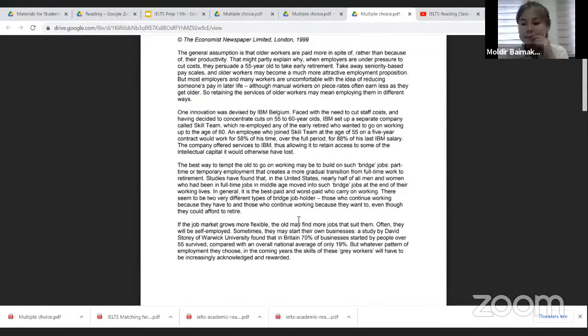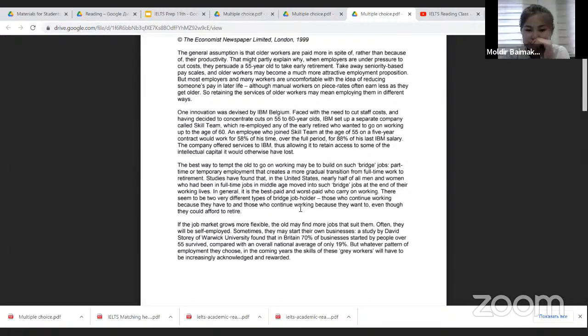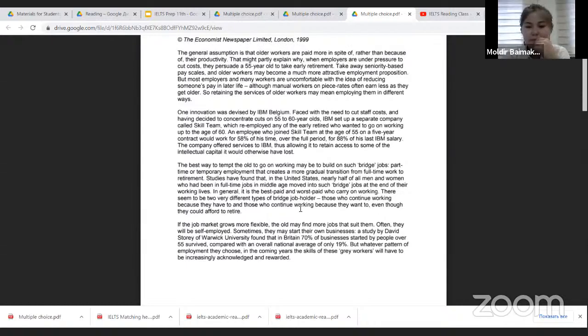Yeah, I debated. I chose between C and D. C is the most common, simple one, and I thought it was too simple. It cannot be the answer. But I was worried about D because, in my opinion, I thought about older workers as the ones who are already 60, 55, and so on.